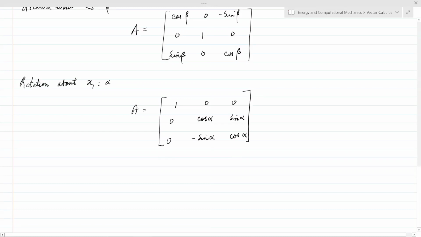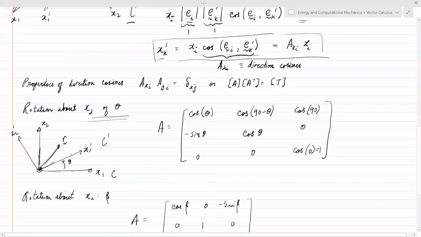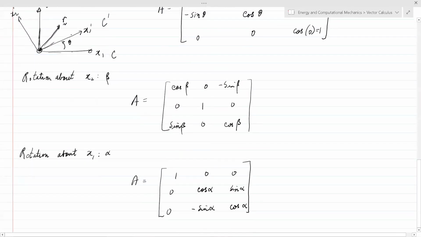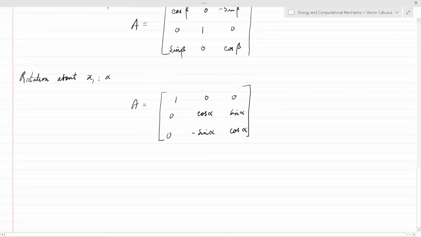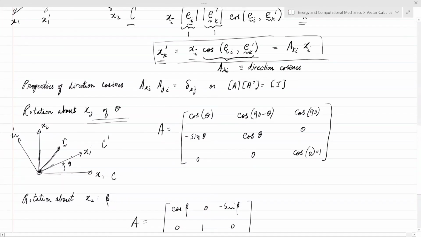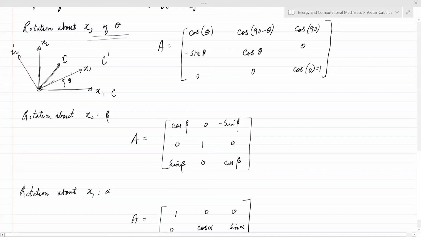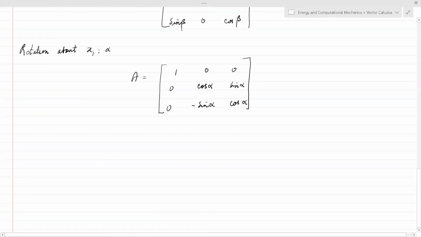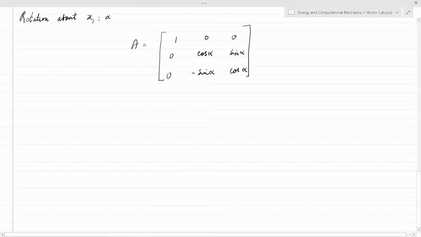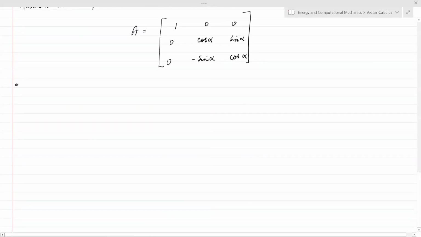And so that's how you find these transformations that allow you to go from one coordinate system to the next. So in other words, if I know this vector here in one coordinate system, I can transform it to a different coordinate system. So what is the definition of a tensor? What is the definition of a tensor?